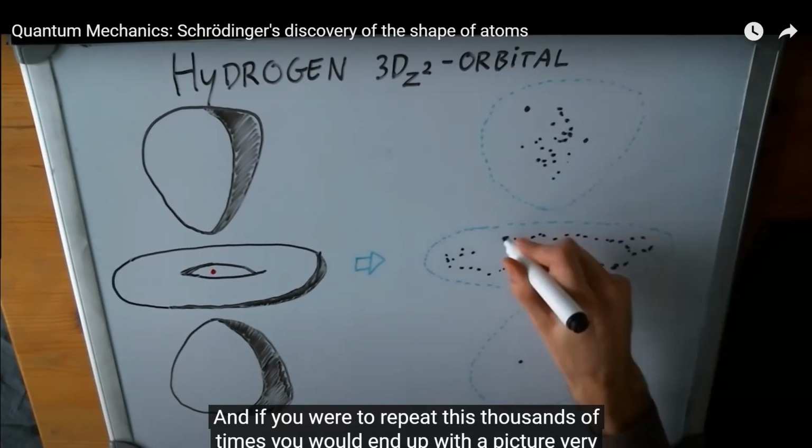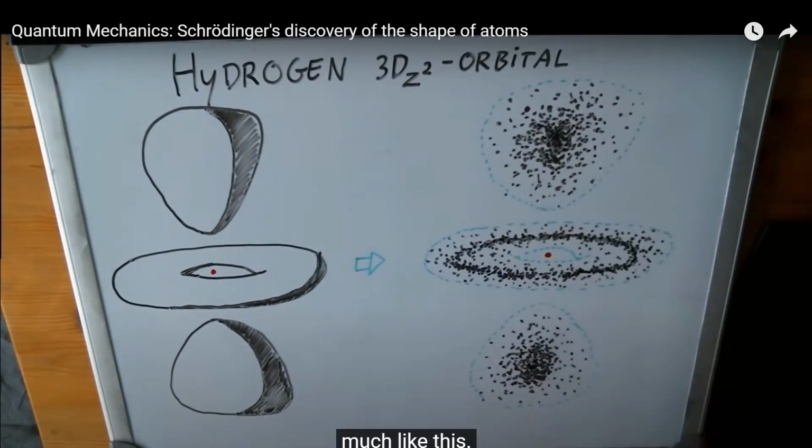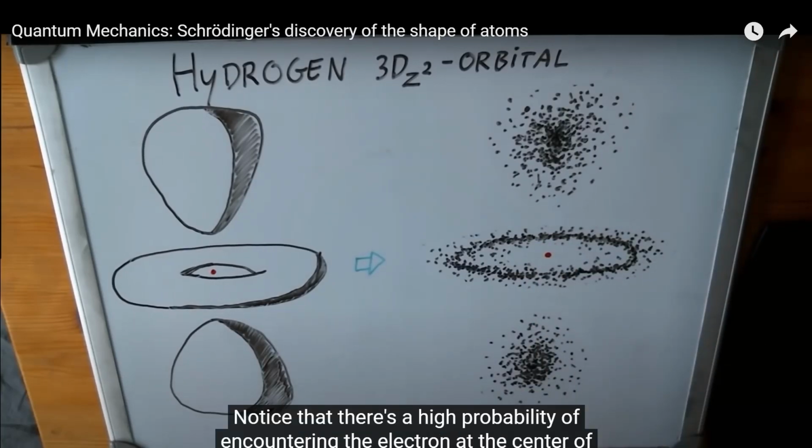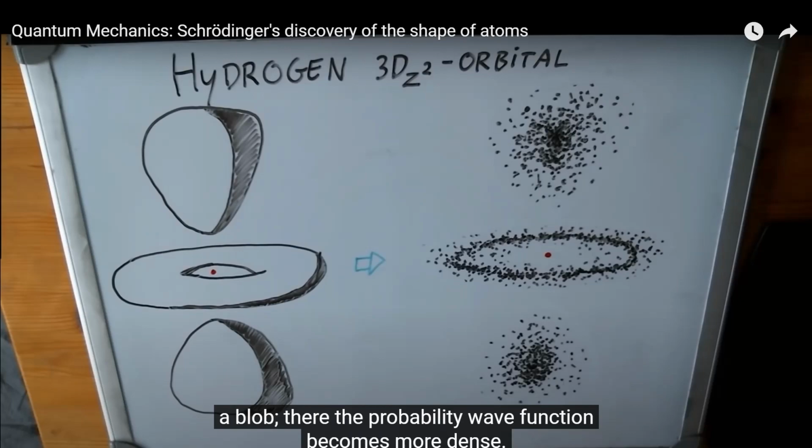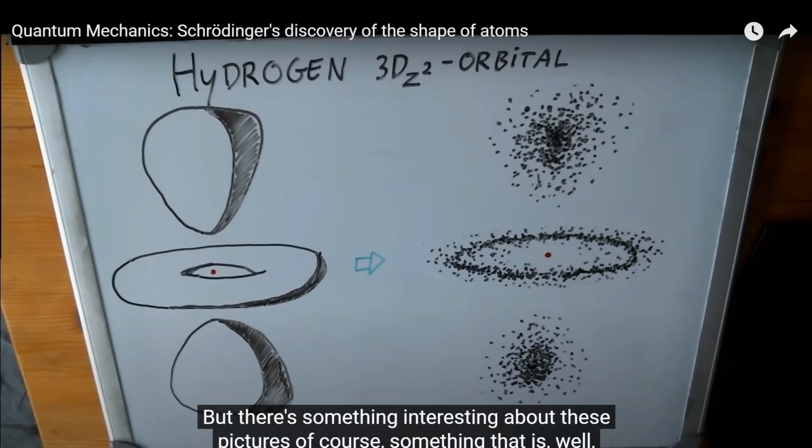And if you were to repeat this thousands of times, you would end up with a picture very much like this. Notice that there's a higher probability of encountering the electron at the center of a blob. There the probability wave function becomes more dense. So this is why we call it a probability function, okay? Because probably the electron is going to fall somewhere inside this shape when you look at it. Where are you most likely to encounter the electron? In the middle of each of the blobby shapes. So in the middle of the donut, in the middle of the balloon, okay? And it becomes less probable to find it the further out you get from the center of that shape.